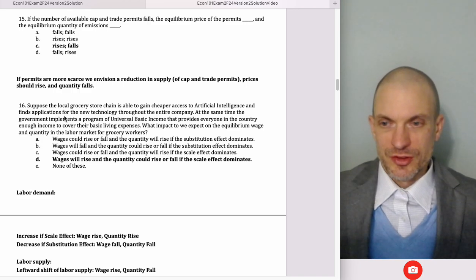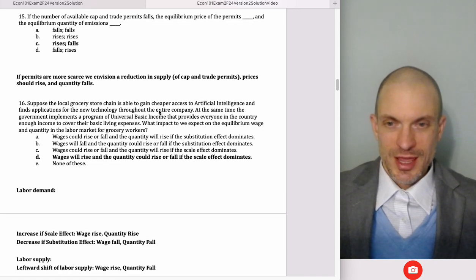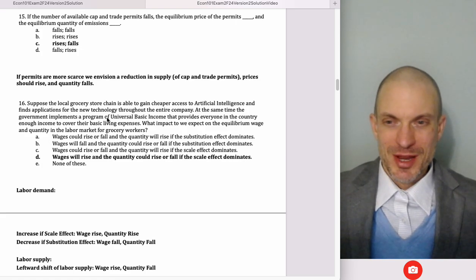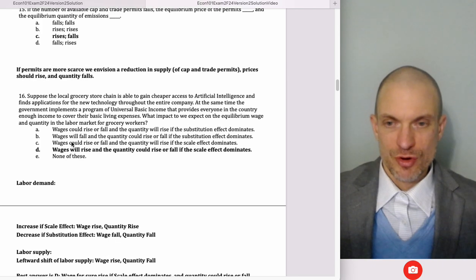Right. So suppose the local grocery chain is able to gain cheaper access to AI and finds applications for new technology throughout the entire company. All right, so this is supposed to be pretty influential in its hiring decision. At the same time, the government implements a program of universal basic income that provides everyone in the country enough income to cover their basic living expenses. So what impact do we expect on the equilibrium wage and quantity in the labor market for grocery workers?